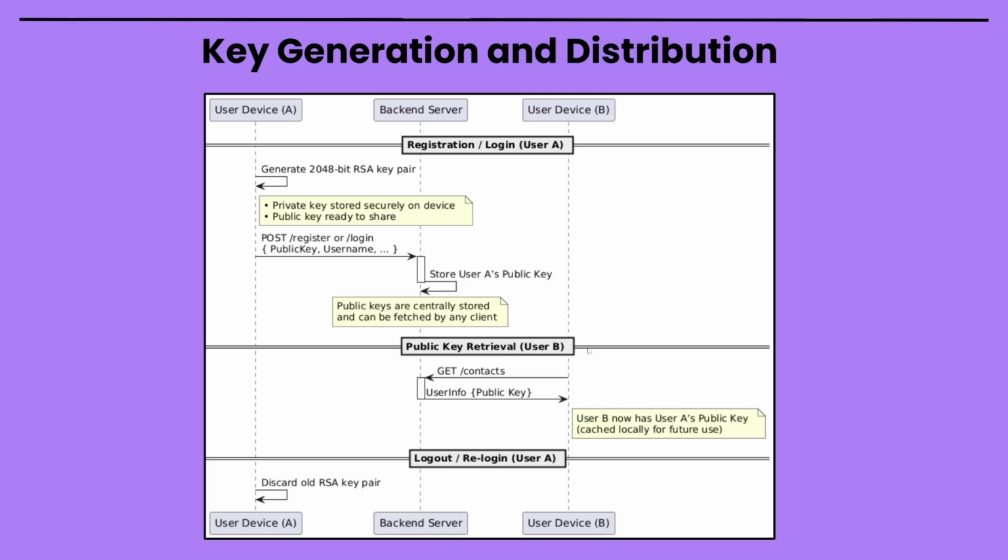So let's say user B retrieves the contacts, or searches for that user. They will receive that user's information, including first name, last name, and the public key, and their device will cache that locally so that they can encrypt messages with that public key. And lastly, when the user logs out, we simply delete that RSA key pair from the device for security measures.